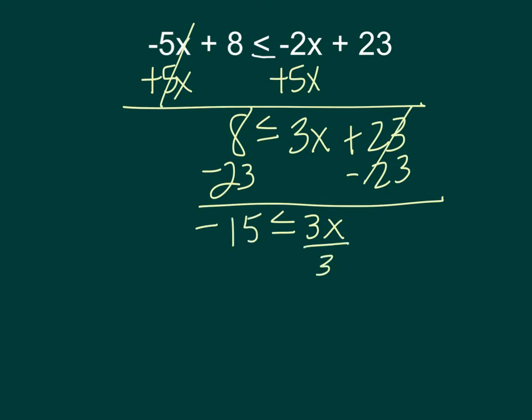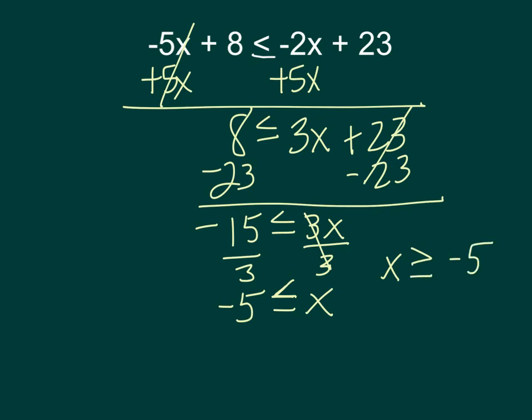Divide both sides by 3. I'm dividing by a positive 3, which means I do not flip the sign because I'm dividing by positive 3, which is not negative. So x is greater than or equal to negative 5. The easiest way to graph is to put the variable in front. So I'm going to move the x in front, keep the sign facing the same direction as the x, so x is greater than or equal to negative 5.